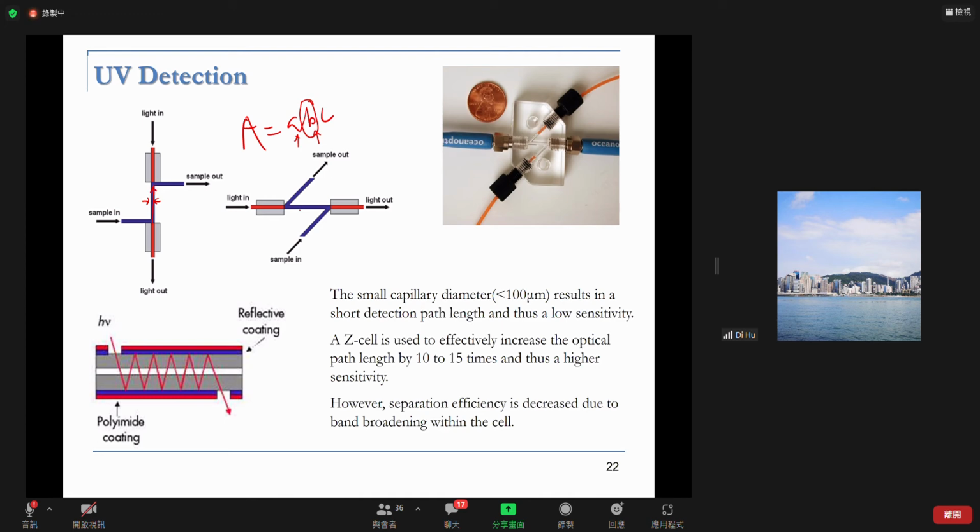The small capillary diameter results in a very small b. That's why the Z shape is used, which can increase b, the light path, by 10 to 15 times, and then you get better sensitivity. There are also some designs that have a reflecting coating inside the tube, under the polyimide coating. Then the light can be reflected several times and then go through. This is a tube, the white one, and that can increase the light path. That's how it works.